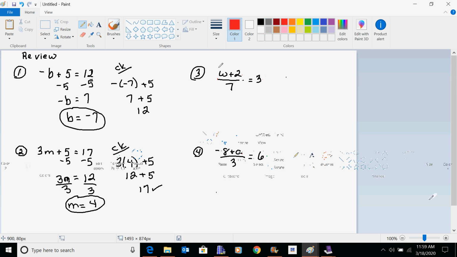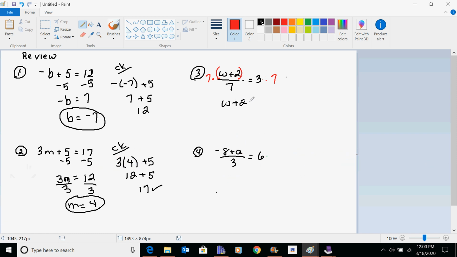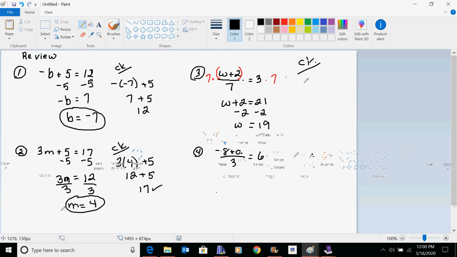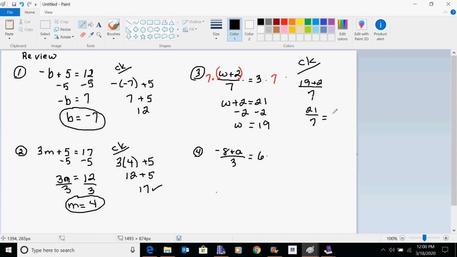Don't forget in these that there's a hidden grouping symbol. So to solve this, I'm going to multiply both sides by 7 and get w plus 2 equals 21. Subtract 2. So w equals 19 is my supposed answer, but we check it out anyway. 19 plus 2 over 7 is 21 over 7, which does give me 3. So there's our answer there.